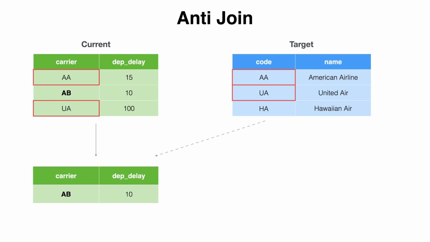The opposite is anti-join, which keeps only the rows in the current data frame that don't have a matching value in the target data frame. If we use the anti-join with this example, we'll end up with the current data frame with only the carrier AB rows because that's the only carrier that doesn't exist in the target data frame.